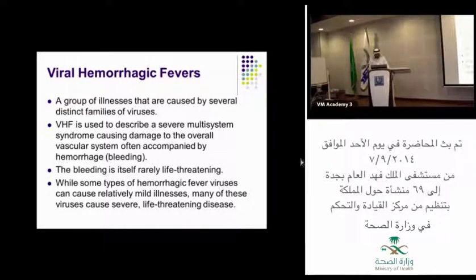Okay? And while some types of hemorrhagic fever viruses may cause relatively mild disease, such as dengue, for example, which usually causes very mild, self-limited disease in 86% of cases, and in 10% of cases, you tend to get more severe illness. And rarely you get dengue hemorrhagic fever, where you may have fatalities. Other viral hemorrhagic fevers are usually very serious, such as Ebola, for example, Marburg. These are usually fatal infections.